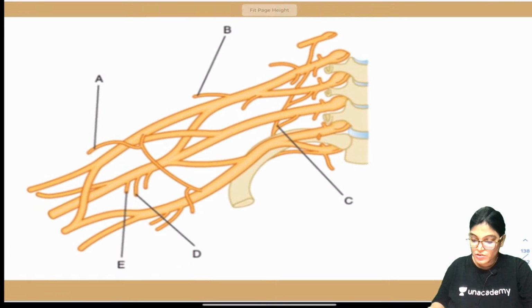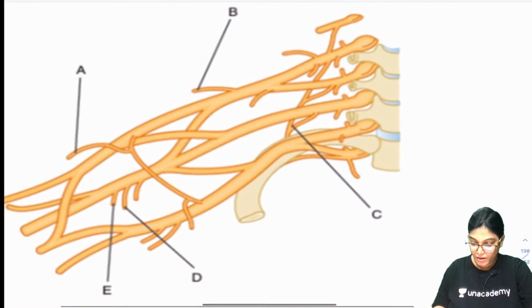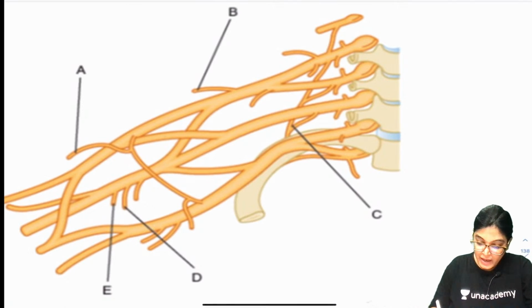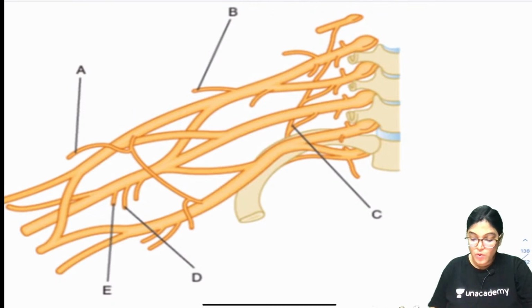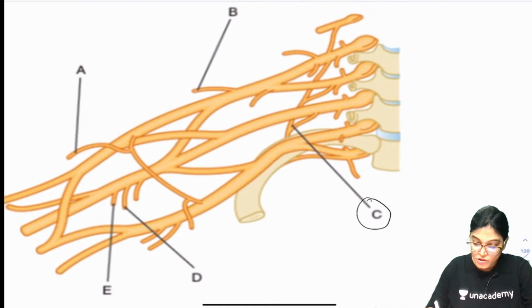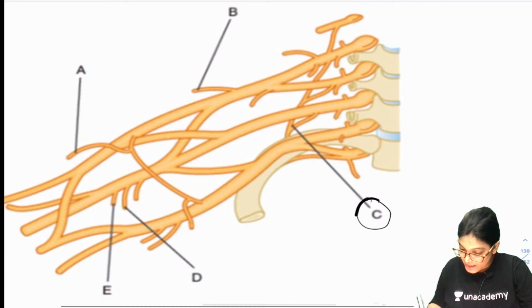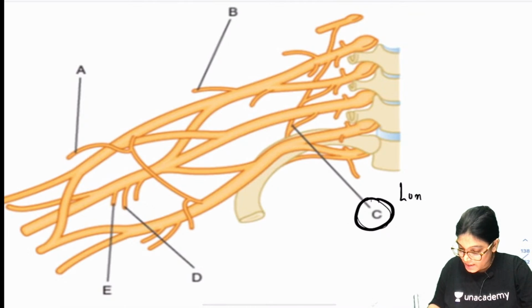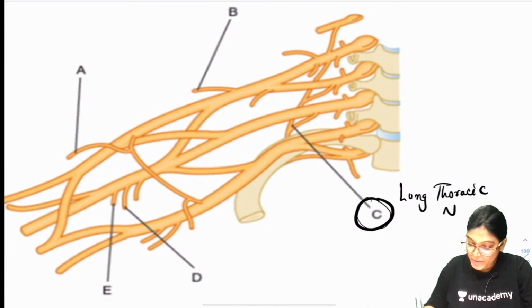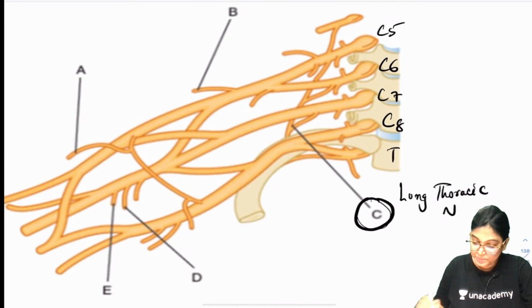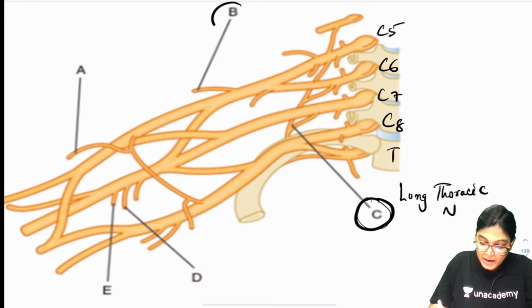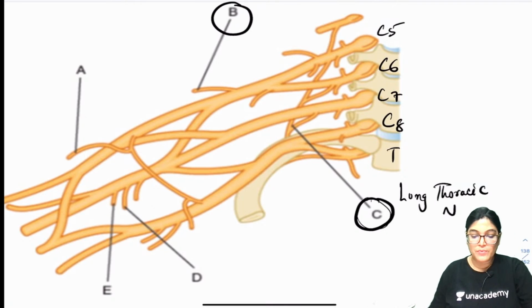I will slightly enlarge this diagram, okay, and I will write the name of each individual one. So, what is C? Everyone has mentioned absolutely right, and C is the long thoracic nerve, and many of you have given the absolutely right answer, long thoracic nerve. This is C5, C6, C7, C8 and T1. Okay. What is B? Everyone, what is B?